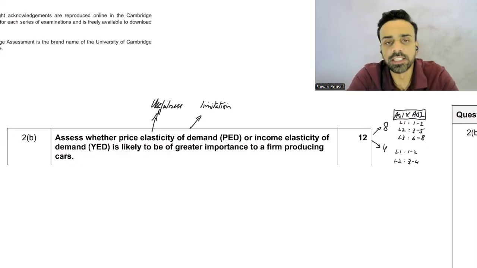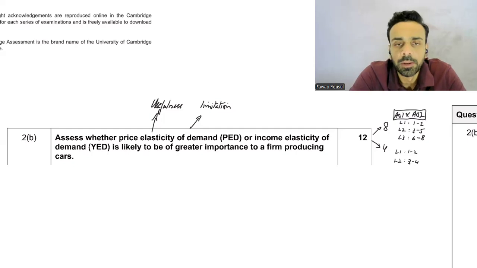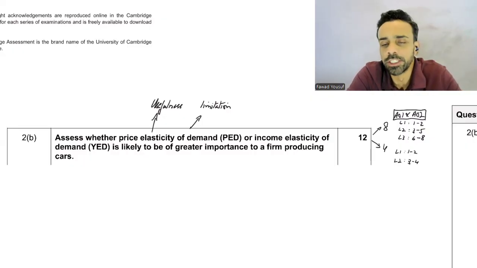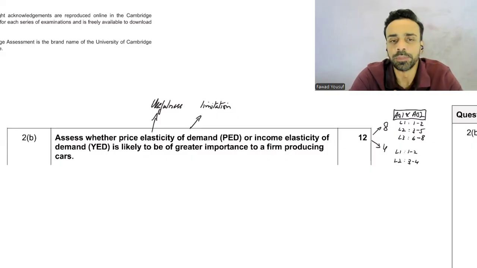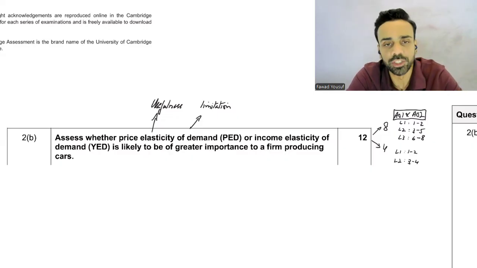Normally, the way the kids answer this question is that first they define PED. Price elasticity of demand is it measures the responsiveness in quantity demanded due to change in price. If PED is greater than 1, it means it's elastic because percentage change in quantity is bigger than percentage change in price. While PED can be inelastic, where percentage change in quantity is less than percentage change in price.